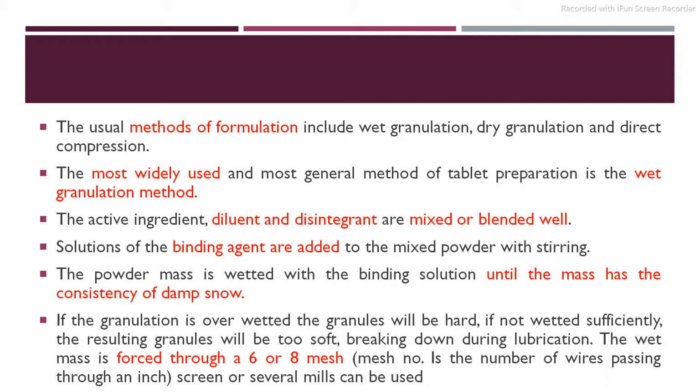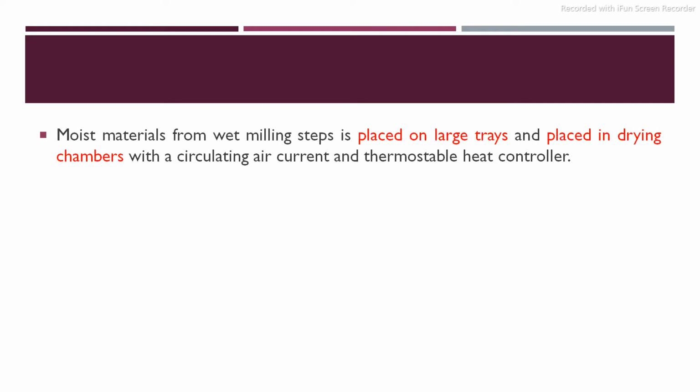Then the wetted mass is forced through a 4 to 8 mesh screen. We have various sizes of mesh screens or sieves. So from this sieve we pass this dough, and once you press this dough using your spatula or your thumb, there will be formation of granular material. Then this granular material is placed in large trays and kept in a dry chamber, that is a hot air oven.